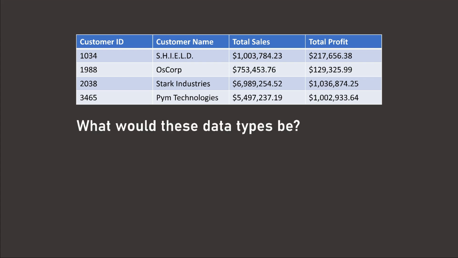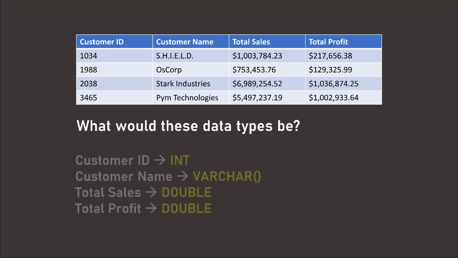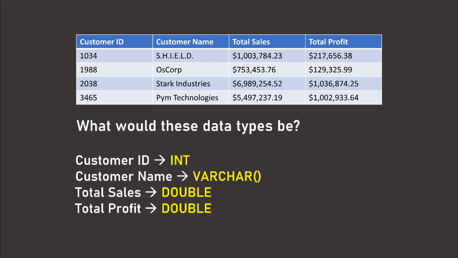So let's return to our example table from earlier. What would these data types be? If we take a look at what we've got here, you can see we've got customer ID, customer name, total sales, and total profit. I think that the following would be pretty decent things to put in there. So we could say customer ID is an int, because it's a whole number. Customer name would be varchar because we want to put letters and special characters in there. And then total sales and total profit probably could both be doubles since they both have decimals. And again, you could also use float for that as well. But just in general, a double is going to be able to handle more stuff than a float will.